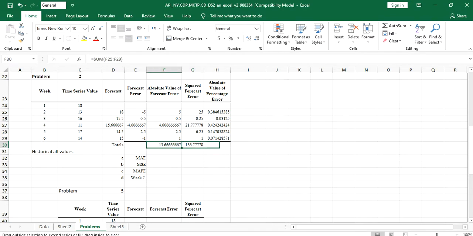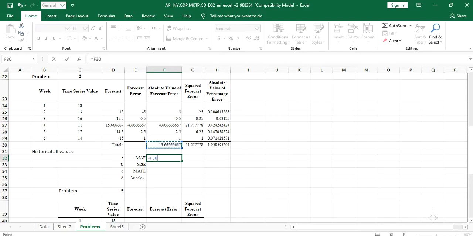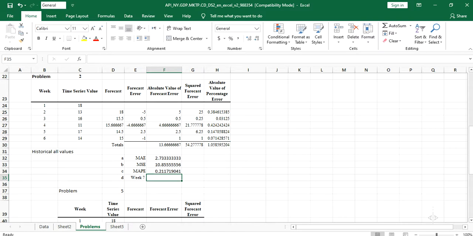I'll drag it to here. Okay, now mean of absolute errors equals the sum of absolute errors divided by 5 observations over here. The same, mean of squared errors equals the sum of squared errors divided by 5, and mean of the absolute percentage errors equals the sum of the absolute percentage errors divided by 5.